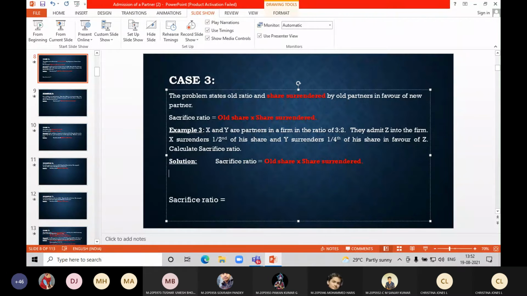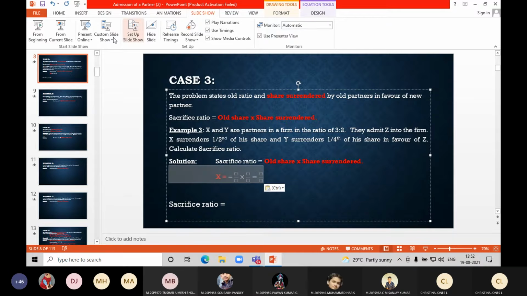Here we have X and Y being partners sharing profits and losses in the ratio 3:2. They admit Z into the firm. X surrenders half of his share and Y surrenders 1/4 of his share in favor of Z. Calculate sacrifice ratio. So we have to find out how much X and Y are surrendering. So let's start with X here. So in case of X, now what is X's old?